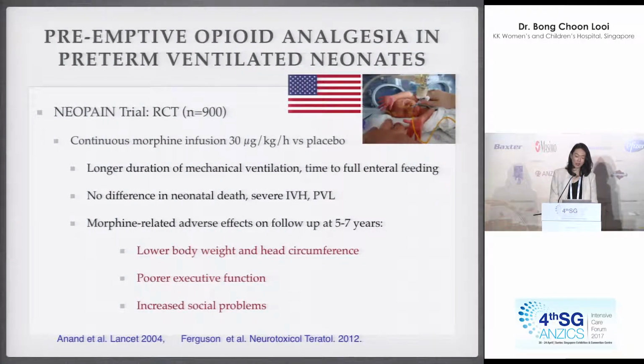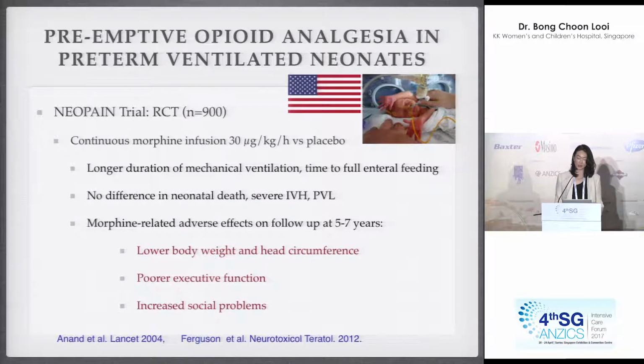I'll show you a couple of these studies. A lot of the studies are done in neonates. The NeoPain trial is one of the largest ones. It's a randomized controlled trial of 900 preterm neonates who are ventilated in the NICU. They looked at a group with continuous morphine infusion compared to a placebo group with no morphine exposure.